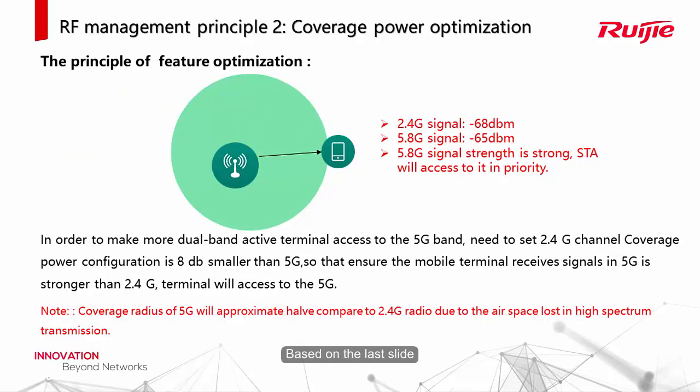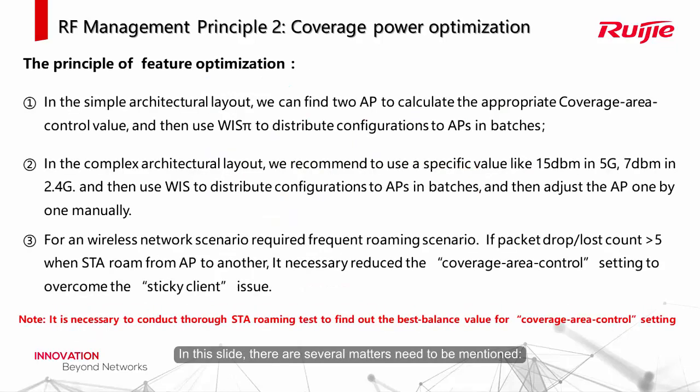Based on the last slide, in order to make more dual-band terminals access 5G, we need to configure the value of 2.4G 8 dB less than 5G, so that terminals can access 5G in priority. That's because the 5G wave has high frequency. Its attenuation will be greater than 2.4G.